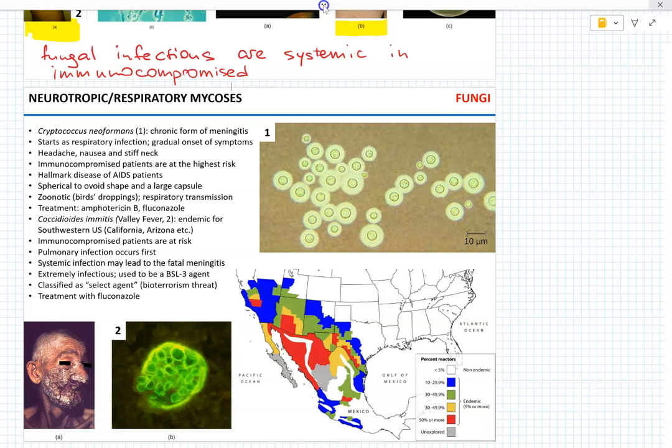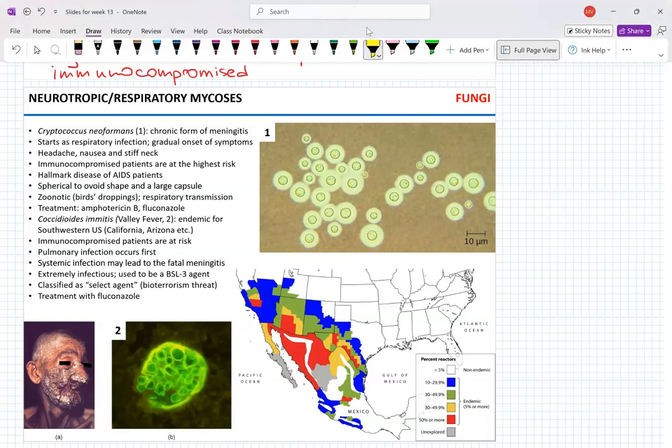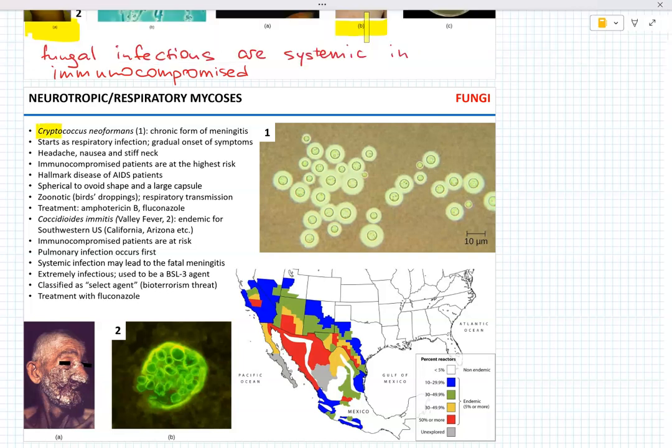Okay, now let's take a look at this, folks. So first of all, when we look at systemic mycosis, and remember, it's people who are immunocompromised, the portal of entry, by and large, is the respiratory system. Okay? Practically all of them are transmitted by the respiratory route. So the first one is Cryptococcus neoformans. Okay? So it's a respiratory infection, I mentioned that. And then it leads to meningitis. Typical symptoms of meningitis are headaches, nausea, stiff neck. It's a hallmark disease of AIDS patients.